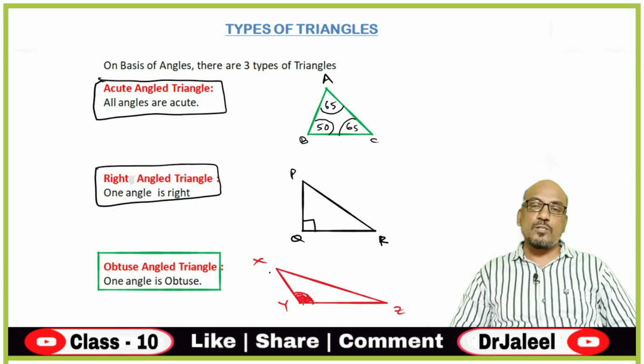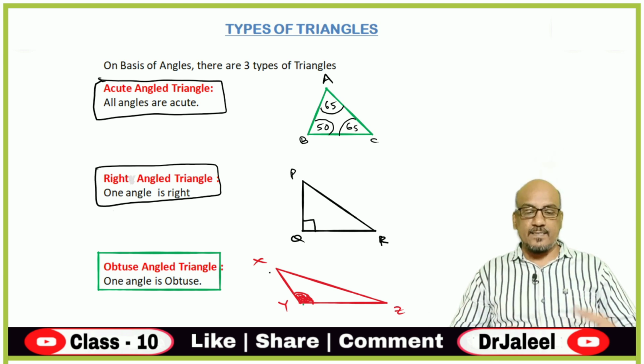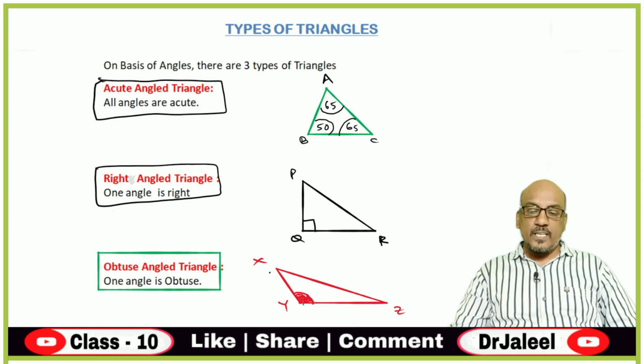So children, once again let us recapitulate it. If all three angles are acute, then it is called an acute angled triangle. If one angle is right, then it is called a right angled triangle. If one angle is obtuse, then we call it an obtuse angled triangle.